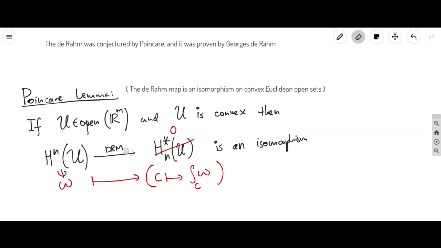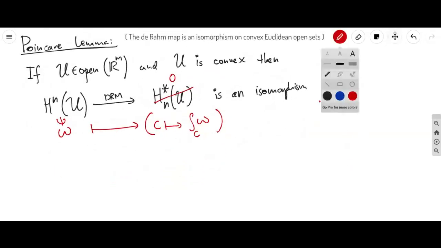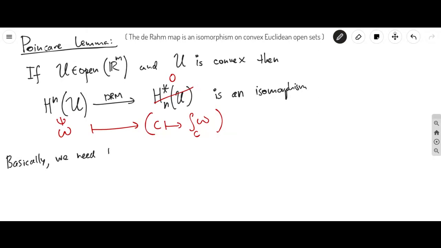And so to show that this is an isomorphism, you have to show that the cohomology is also equal to 0. So they're both 0, and so the de Rham map is an isomorphism automatically because you're just mapping 0 to 0. There's only one such map, and that map is the isomorphism. So it just comes down to showing that this is therefore equal to 0.